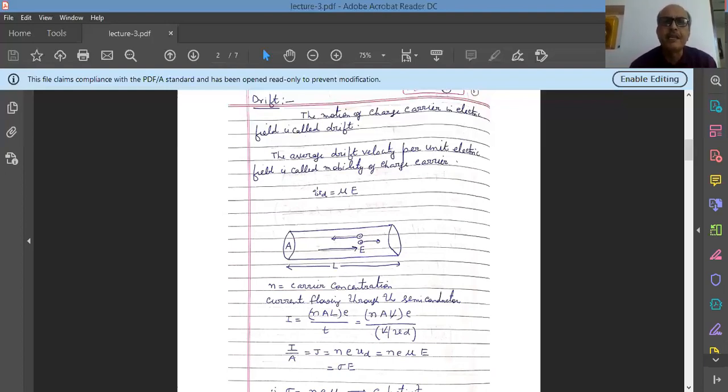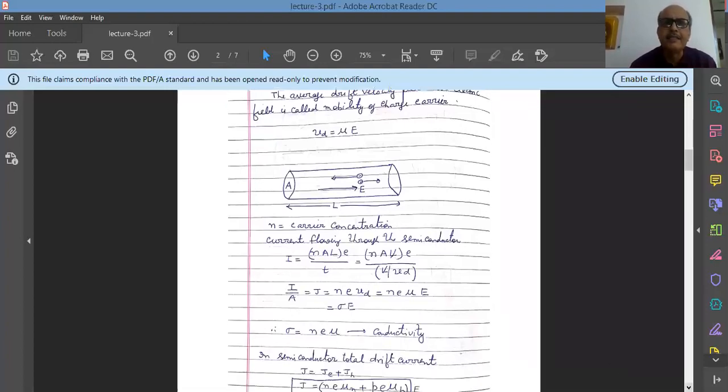If the drift velocity is v_d, then L/v_d is the time t, and we can put it in this form. Here L and L cancel out. So we can now write I/A, which is nothing but the current density J, equal to n e v_d. You must have derived v_d = I/(nAe) at the class 12 level. Now v_d is equal to mu times E, so I make a substitution: J = n e mu E.